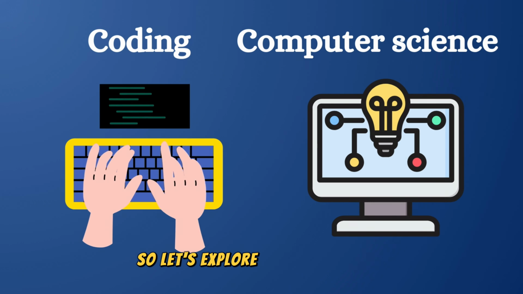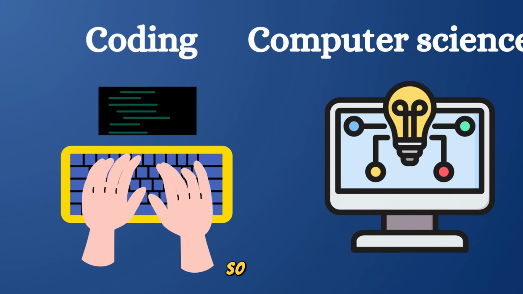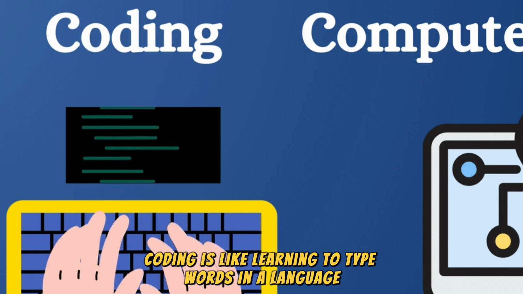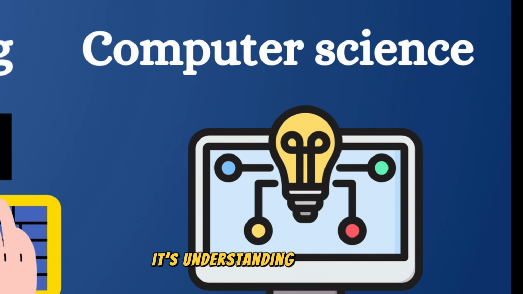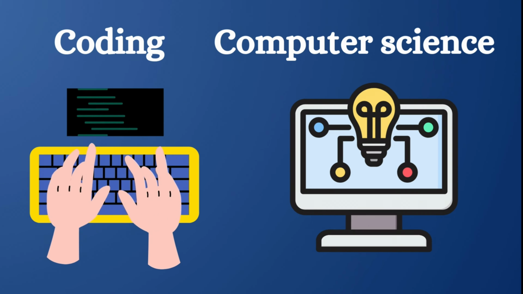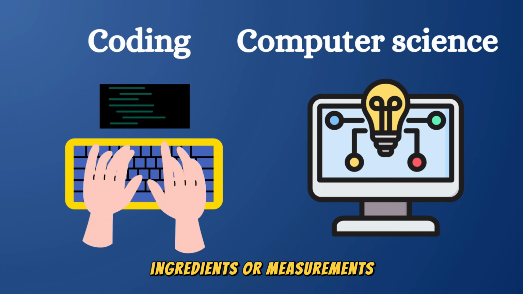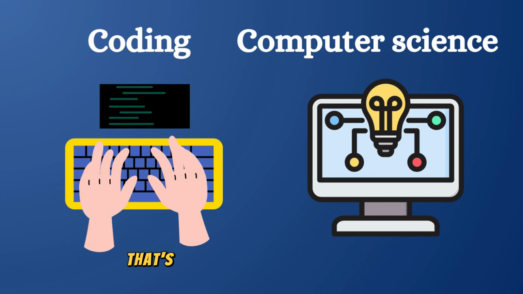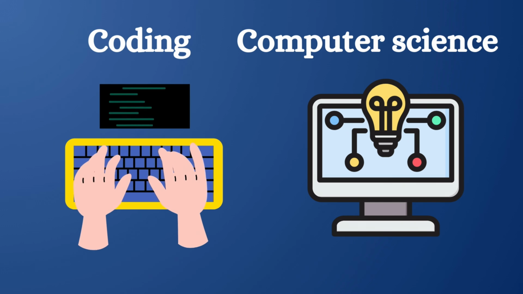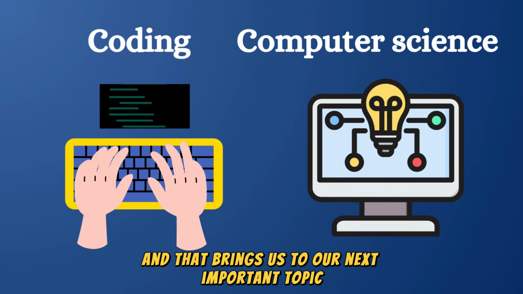So let's explore now what is the difference between coding and computer science. Simply, coding is like learning to type words in a language, but computer science is understanding how that language actually works inside a computer. Imagine trying to cook without understanding heat, ingredients, or measurements. That's what happens when you jump into Java without learning the basics. And that brings us to our next important topic.